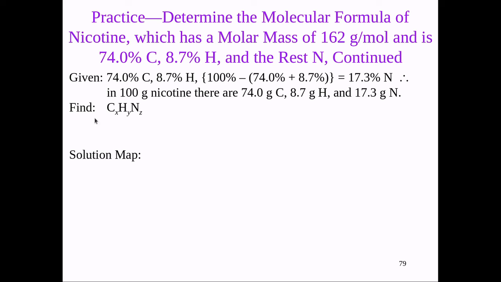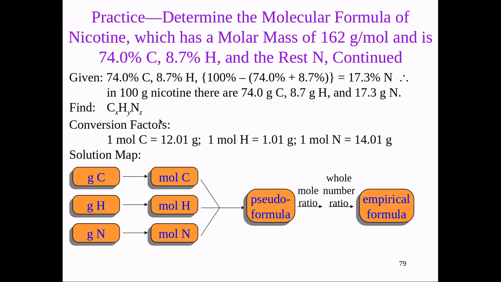Again, it's always useful to think about what the formula is going to look like. So we have carbon, hydrogen, and nitrogen, and they need some subscripts. We'll gather together our conversion factors because we know that we're always going to have to go from these masses over to moles. So we have 1 mole of carbon for every 12.01 grams. 1 mole of hydrogen is 1.1 grams, and 1 mole of nitrogen is 14.1 grams. We were given these initially in the problem, but we could have looked them up in the periodic table.